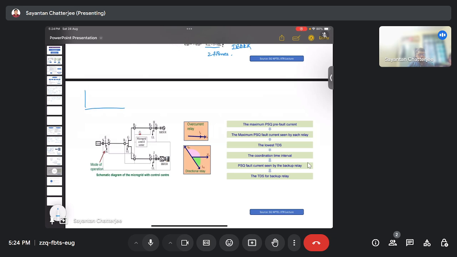And we can also see various kinds of relays. So IDMT relays, where we can consider this axis as time and this as the magnitude of fault current, so that with the increase in the magnitude of fault current the time of operation decreases. That is inverse definite minimum time lag.